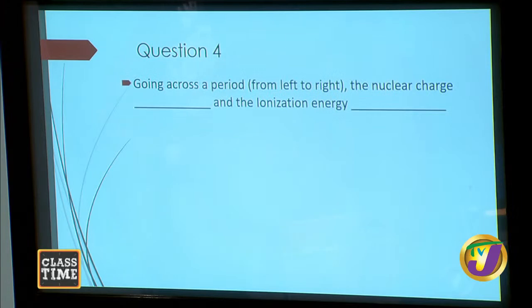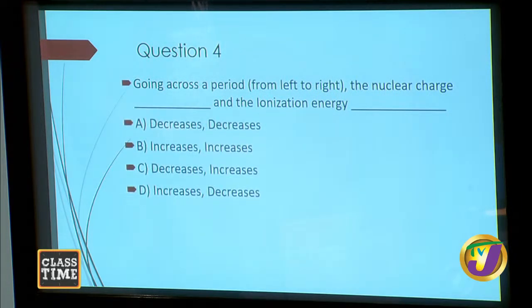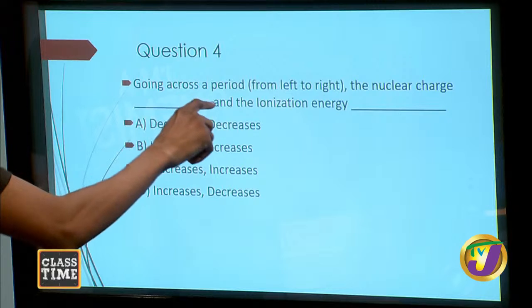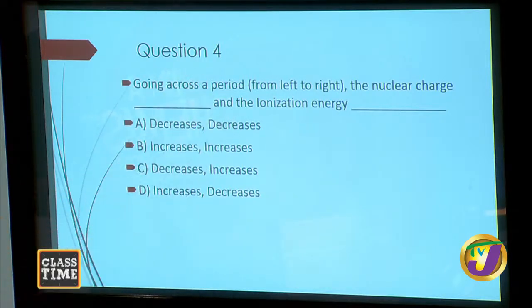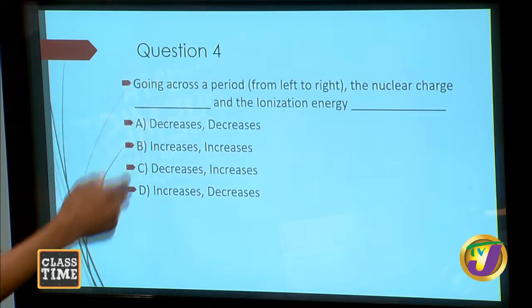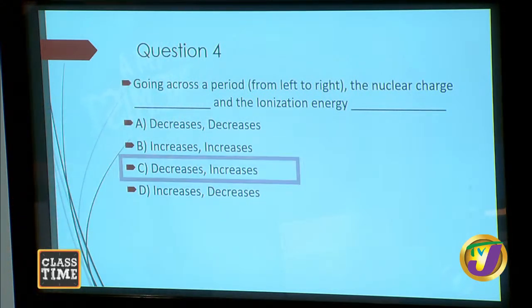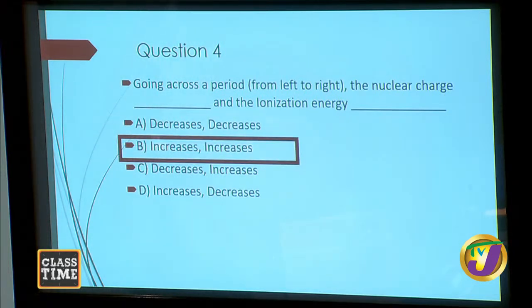Now, let's look at question 4. It says, going across a period from left to right, the nuclear charge dash and the ionization energy dash. Now, going across a period from left to right, from lithium to neon, we're adding protons to the nucleus. Thus, the nucleus is getting more positive. Thus, going from left to right in a period, the nuclear charge increases. And the ionization energy thus increases as well, because it would now be harder to lose an electron from that atom.